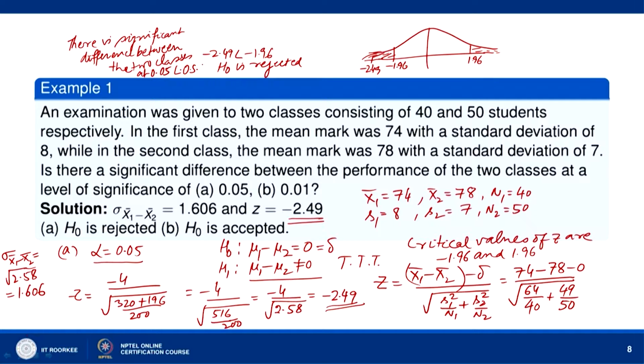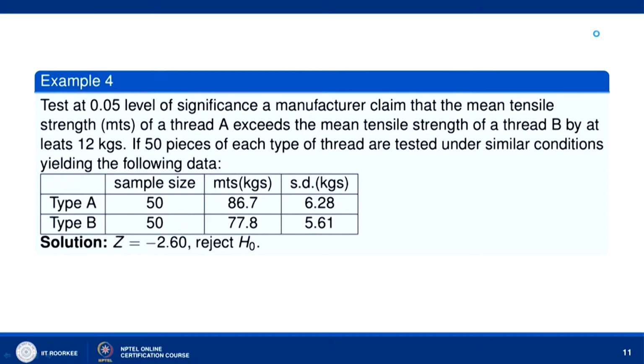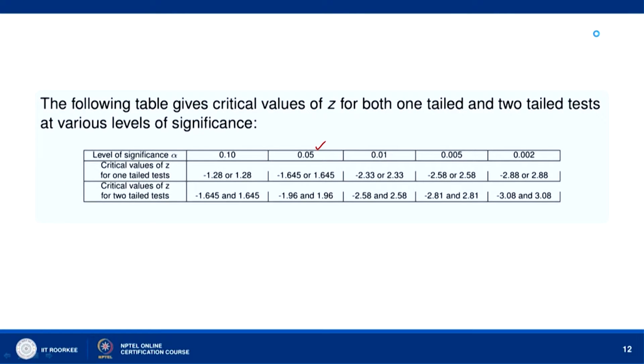Now, let us look at 0.01. What happens if you take alpha equal to 0.01? When alpha is equal to 0.01, let us see the critical values of z. So, when alpha is 0.01, the critical values of z are minus 2.58 and plus 2.58.